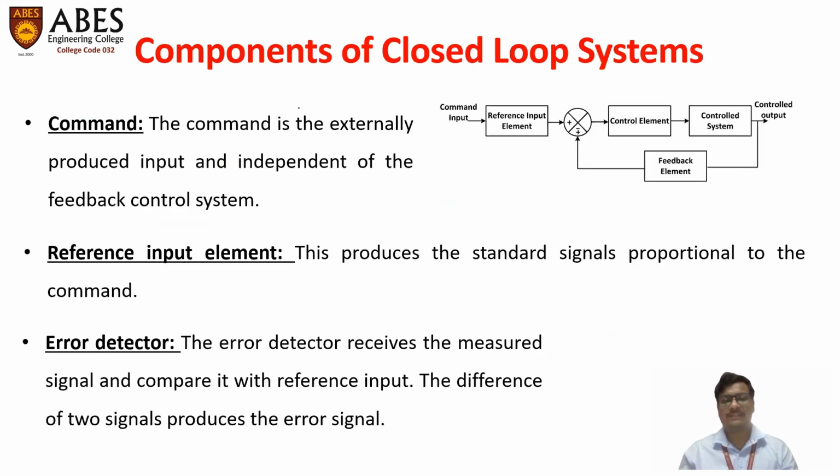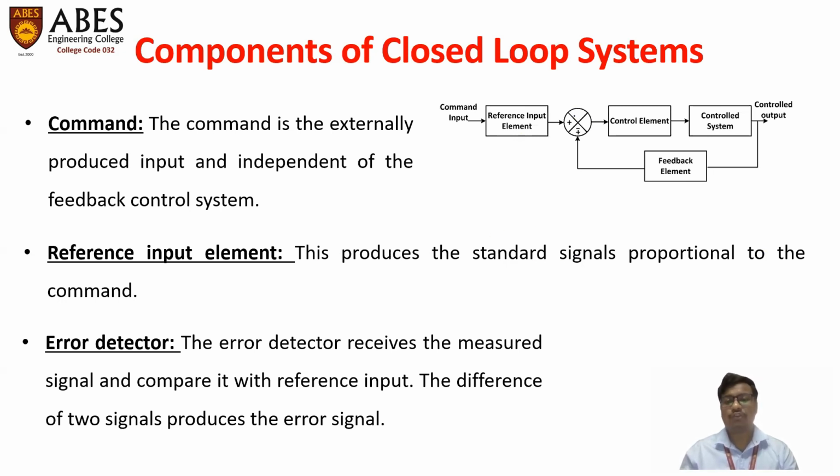Now coming to the components used in the closed loop system. Here you can see the basic block diagram of the closed loop system: command input, reference input, then error detector, then control element, then control system, control output, as well as the feedback element. What do we mean by command input? Command is the externally produced input and it is independent of the feedback loop system. Now this is the reference input element. It produces the standard signal that is proportional to the command signal.